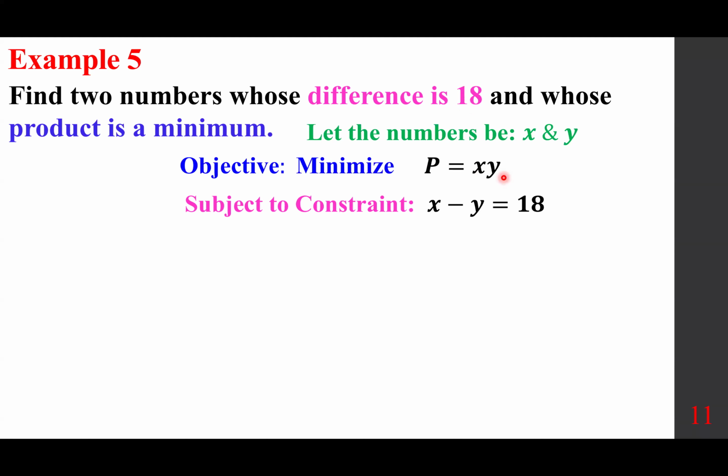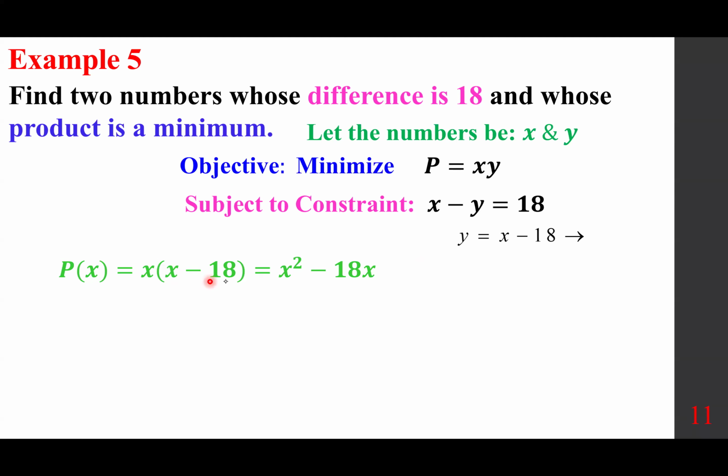Now, P has two variables, x and y, so let's solve for y, which means if I put it to the other side, it becomes x minus 18, and put it back into P, and now we call it P of x, because P is a function of two variables here, x and y. By replacing the y, we make it a function of one variable. And it's x squared minus 18x.